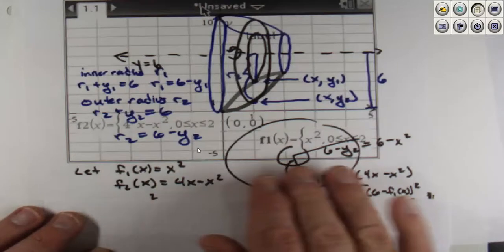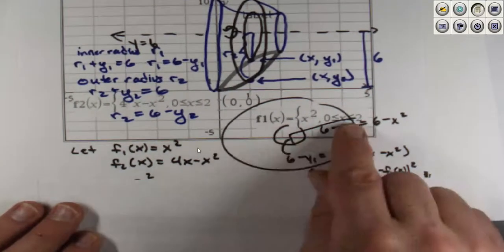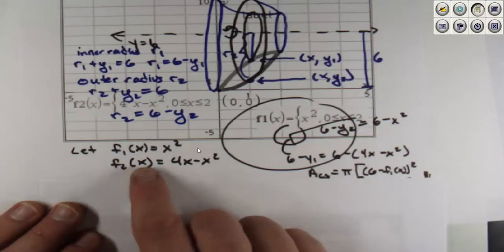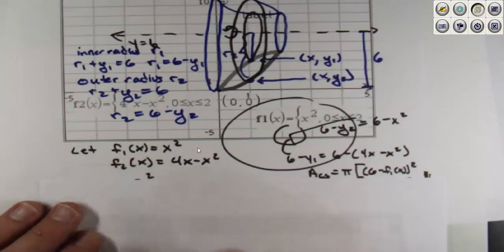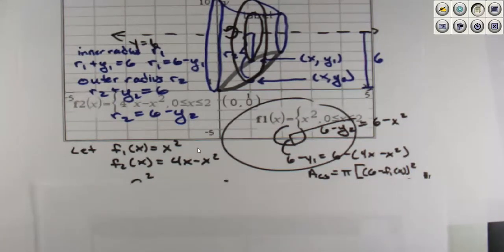I'm going to use these to make the area of the cross section easier, because the area of the outer disk will be pi times the quantity 6 minus f1 of x squared. The area of the inner disk would be pi times the quantity 6 minus f2 of x quantity squared, which I did over here and I ran out of room.